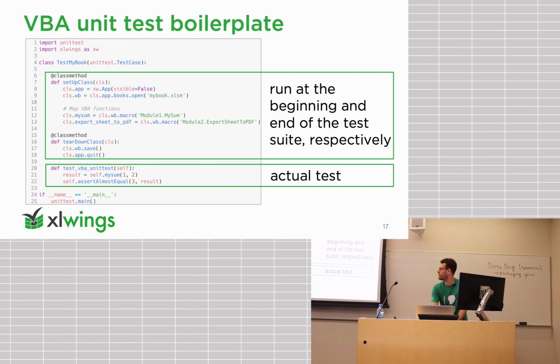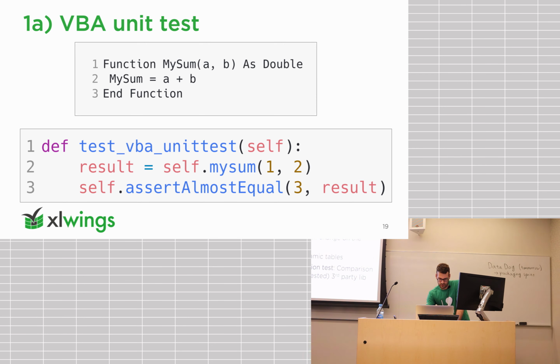But then, as before, the actual test is really just like one line. For example, here, let me see, I think I have that bigger here. Yeah, so this is really all there is to a test. So you can use assert almost equal just to get around floating point issues. And then you can just compare the expected result, 3, with whatever you get back from executing the actual VBA function. And that's about it. So that's all you need to do to run a VBA unit test.